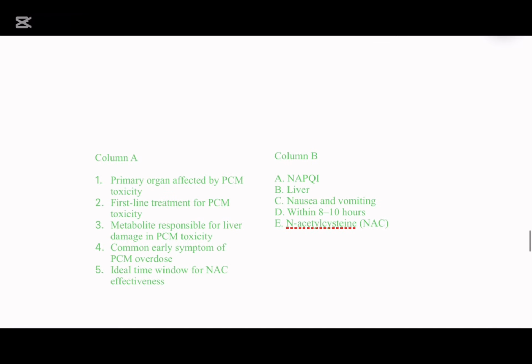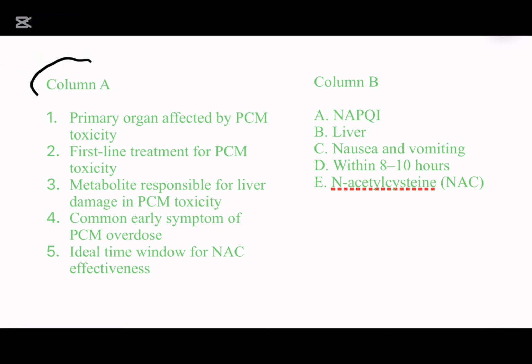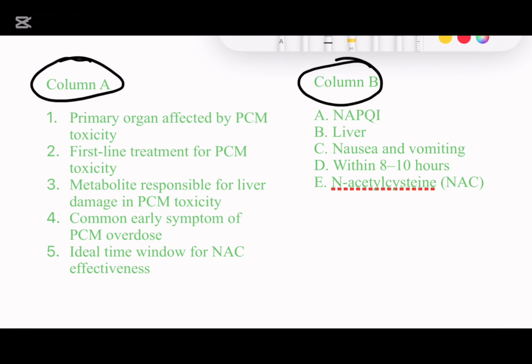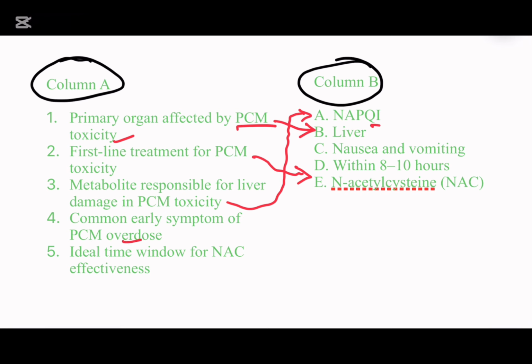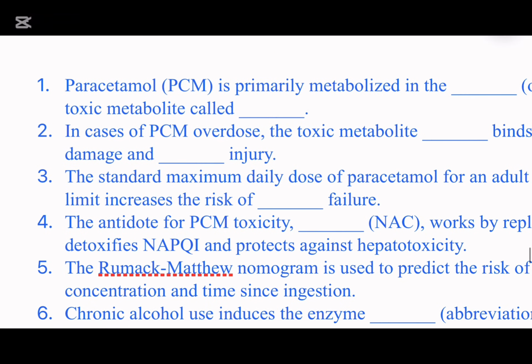Now let's do match the following. We have column A and column B. The primary organ affected by PCM toxicity is the liver. The first line treatment for PCM toxicity is N-acetylcysteine. The metabolite responsible for liver damage in PCM toxicity is N-acetyl-p-benzoquinone imine. A common early symptom of PCM overdose is nausea and vomiting. The ideal time window for NAC effectiveness is within 8 to 10 hours.